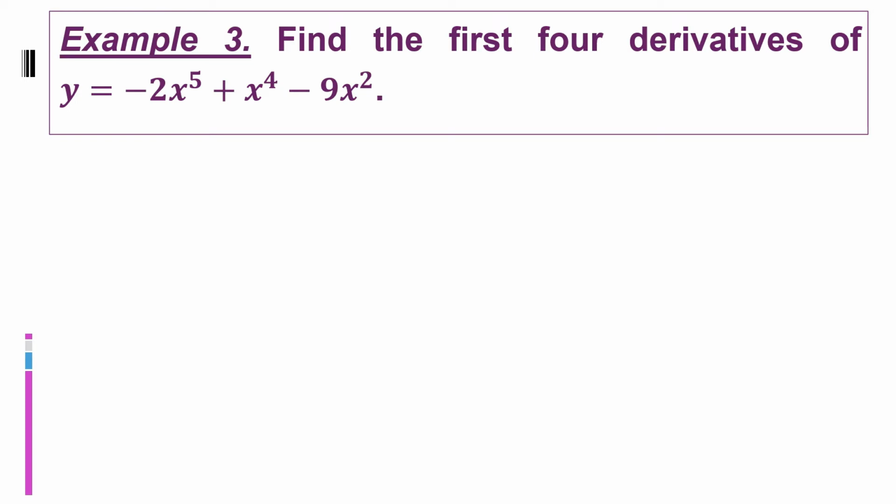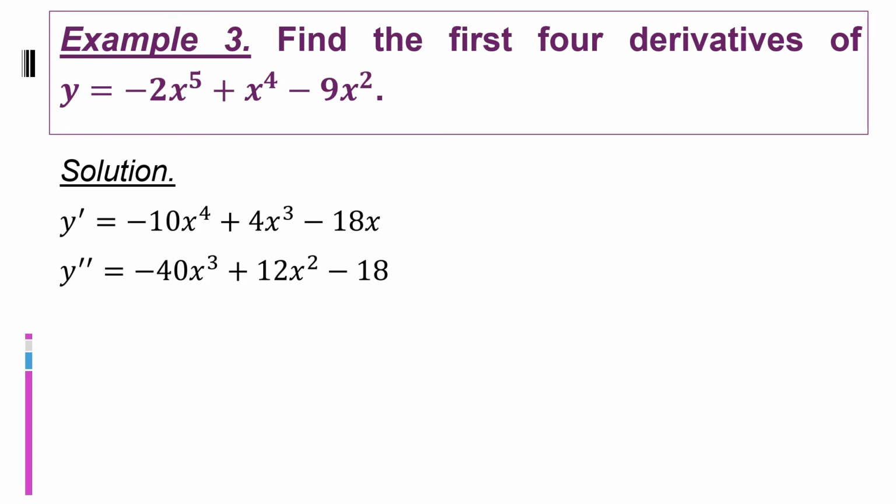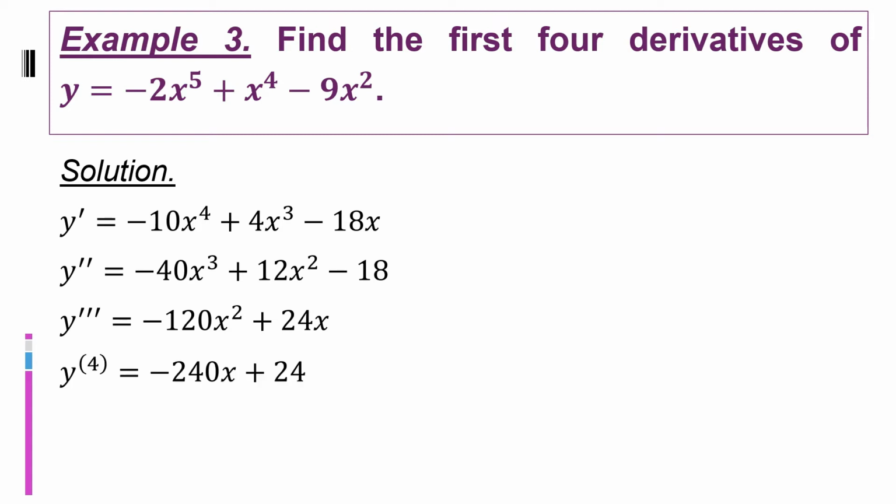Find the first four derivatives of y equals negative 2x raised to 5 plus x raised to 4 minus 9x squared. So, kunin muna natin yung first derivative, that is y prime equals negative 10x raised to 4 plus 4x cubed minus 18x. Then the second derivative, we have negative 40x cubed plus 12x squared minus 18. Third derivative, inuulit-ulit lang natin, we have negative 120x squared plus 24x. And finally, the fourth derivative is equal to negative 240x plus 24.